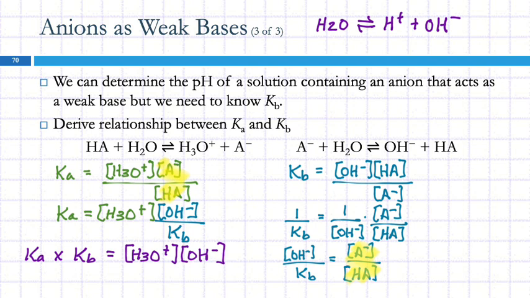So the autoionization of water, right? This has an equilibrium constant. And what was that called? Kw. I know, right? And Kw is 1 times 10 to the minus 14. So what we end up with here is Ka times Kb equals Kw.